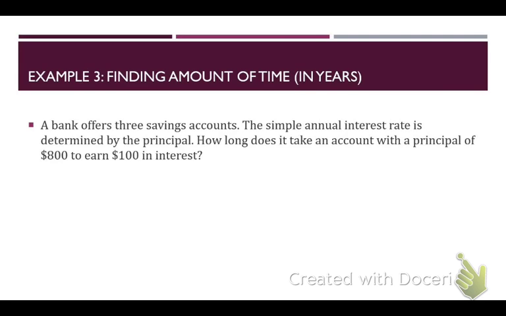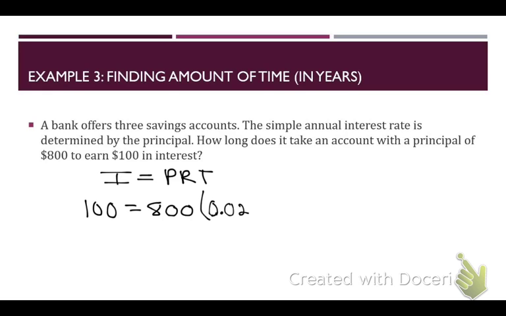So what I'm going to do now is just plug it into the formula. I equals PRT. How much did I make in interest? $100. How much did I invest, principal? 800. 800 times my rate, which we said was 2%. Wait a second, I thought it was 2%. Why did I plug in 0.02? Got to change it to a decimal, times t. All right, so you go ahead and figure out how long, and I want you to write your answer in years and months.